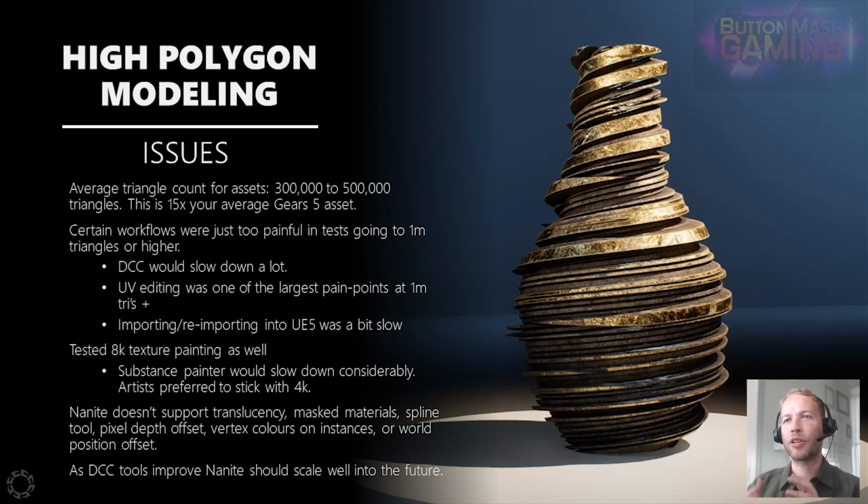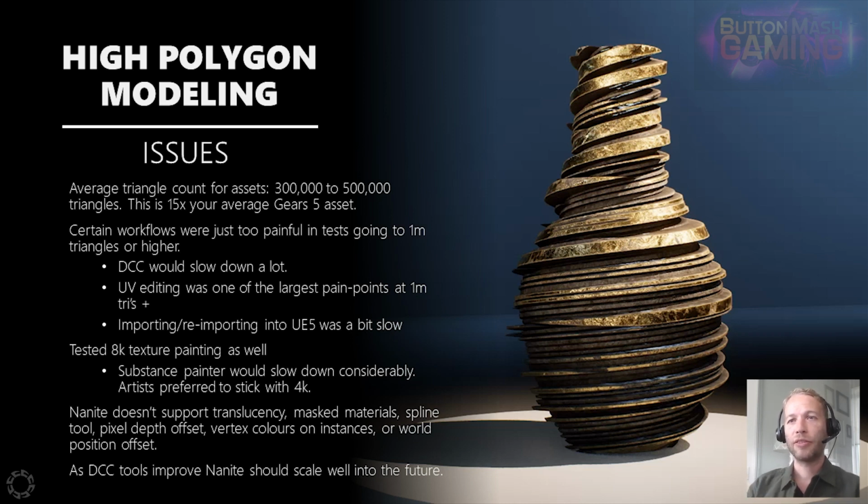So this was one of the reasons why the artists ultimately shied away a little bit from going over a million triangles. We also tested 8K texture painting, and Substance Painter was fairly slow for our artists when we were testing that. So the artists preferred to stick with 4K, which as a technical art director I was quite relieved by, but good to know at least.